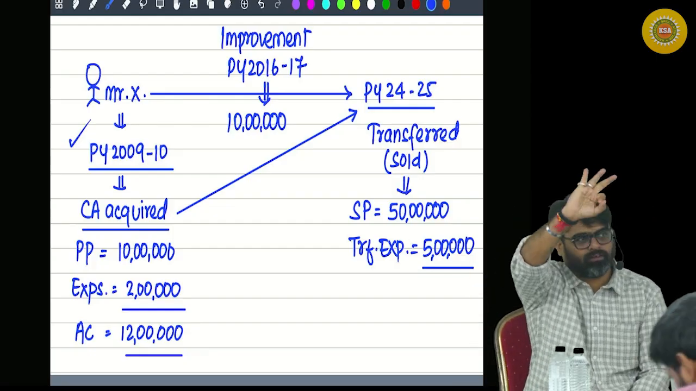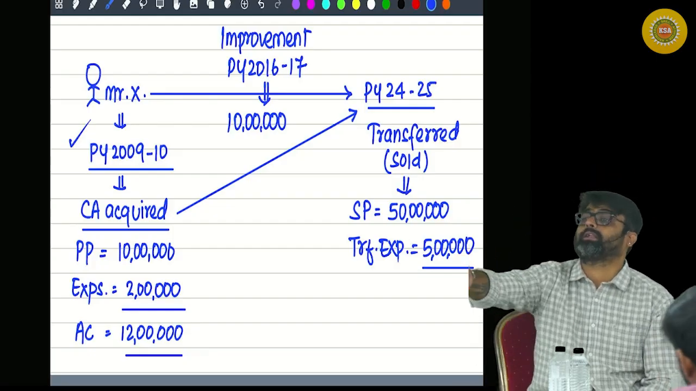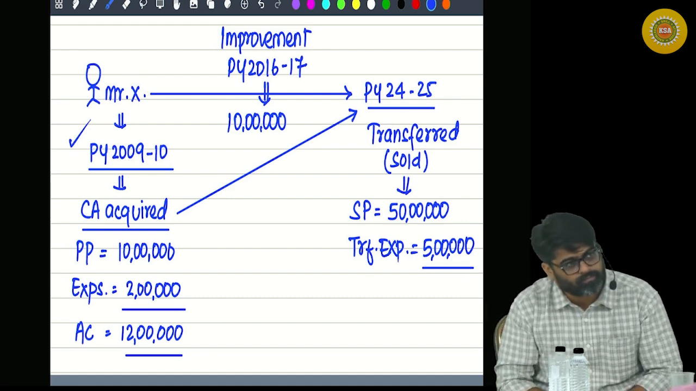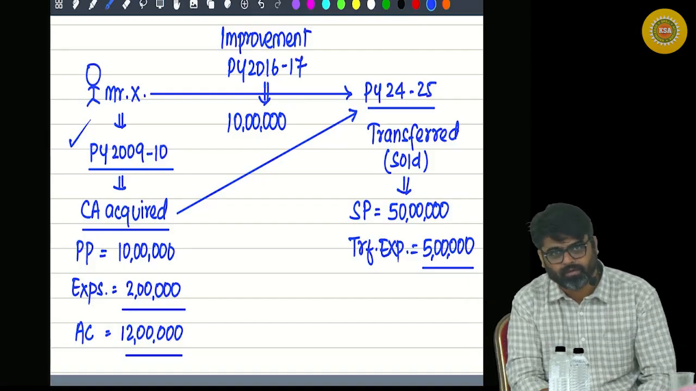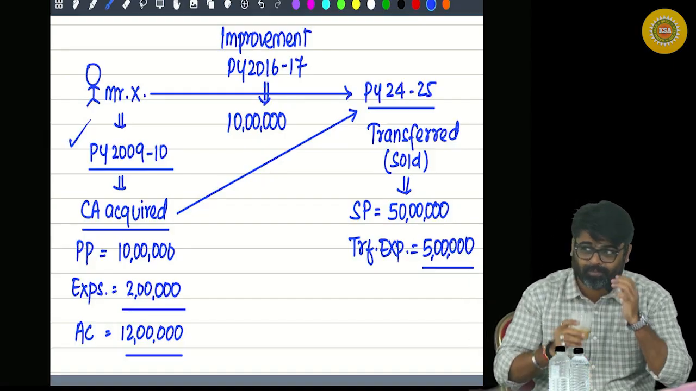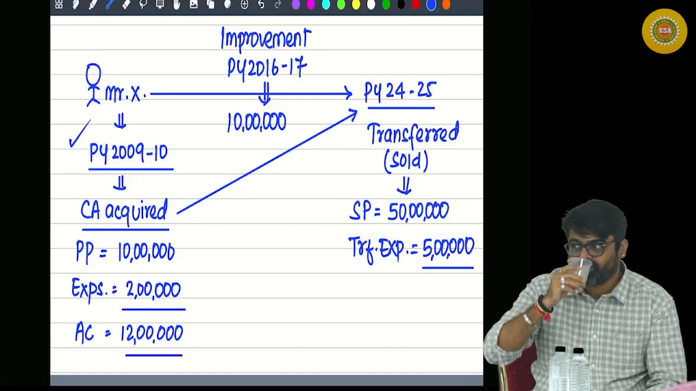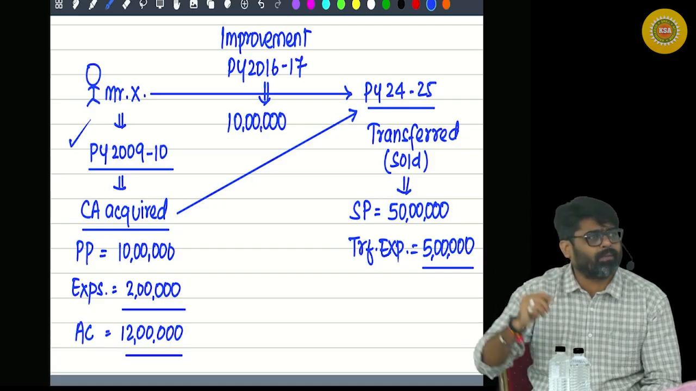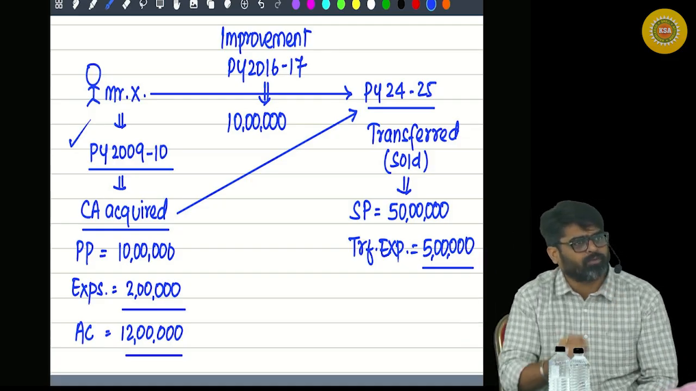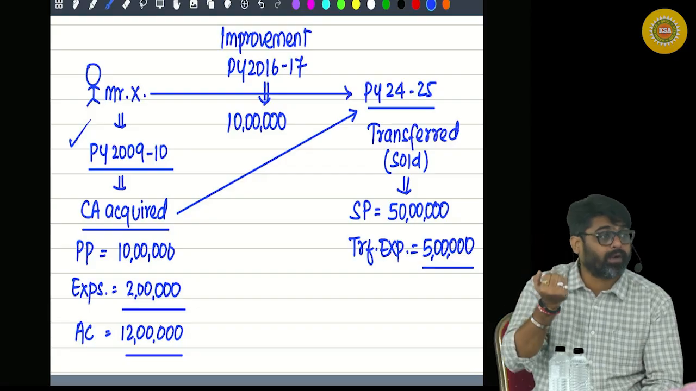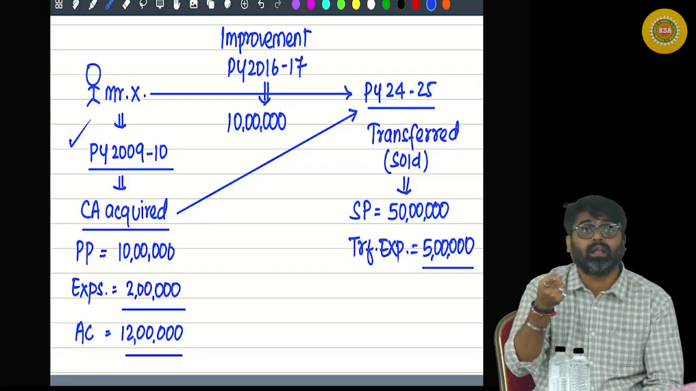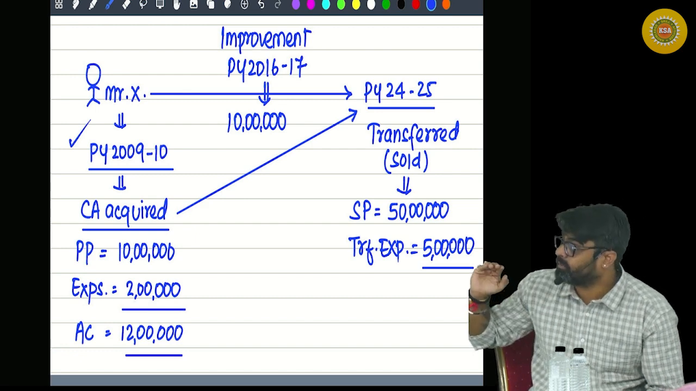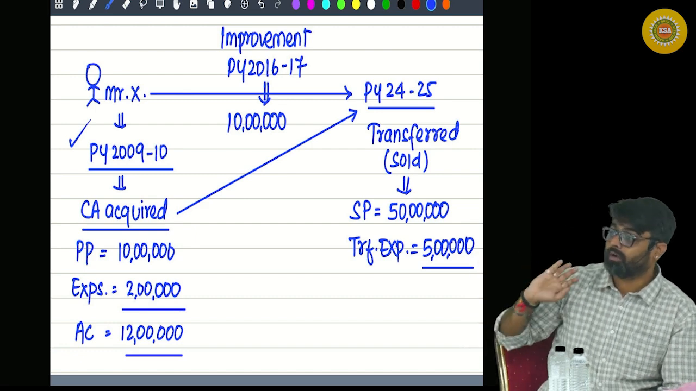Very good. Excellent. But what is the nature of this gain? Is 23 lakh short term or long term? Is the gain long term? How did you come to know? When did you acquire the capital asset? And when are you transferring? So the date on which you acquired the asset, till the date immediately preceding the date of transfer, can I say it will be from 2009-10 to 24-25?